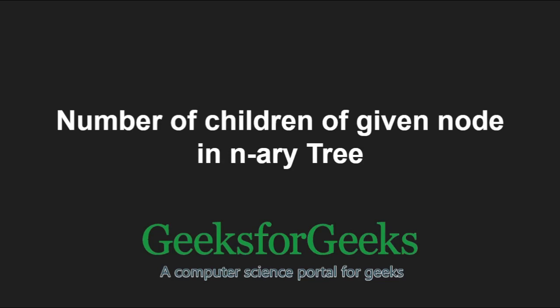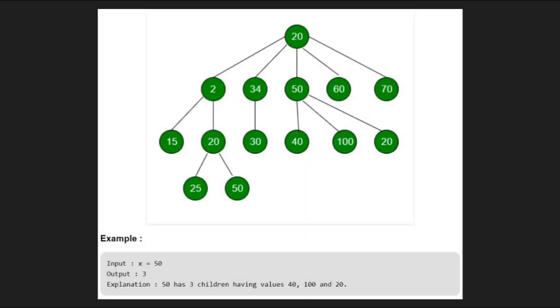In this video, we are going to understand the program which finds the number of children of a given node in an n-ary tree. First, let us take an example. For input x equal to 50, the output will be 3 as 50 has 3 children which are 40, 100 and 20. Now, let us see the approach.